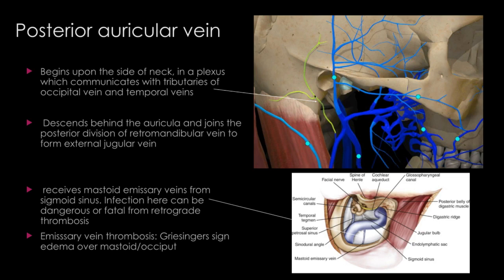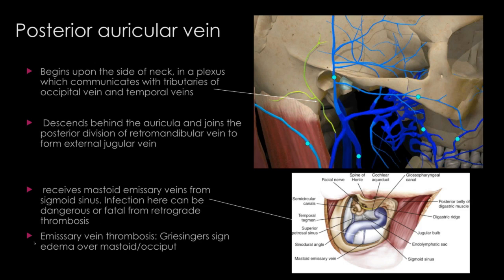The posterior auricular vein receives an emissary vein, the mastoid emissary vein, as you can see in the picture below. The mastoid emissary vein connects the sigmoid sinus with the posterior auricular vein. The clinical significance of this is that any infection in the posterior auricular region can be very fatal, because it can go in a retrograde manner to the posterior auricular vein through the mastoid emissary vein to affect the sigmoid sinus, causing sigmoid sinus thrombosis, and it can also extend into other deeper dural sinuses.